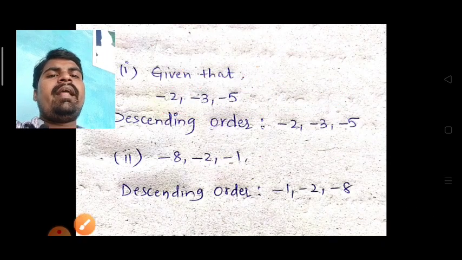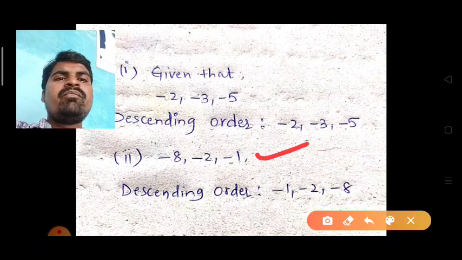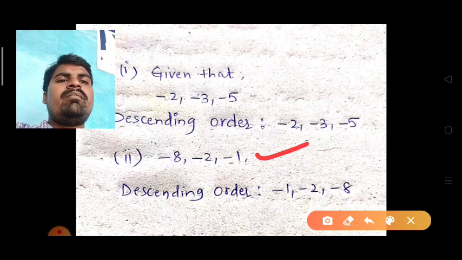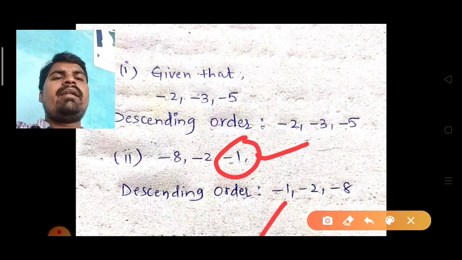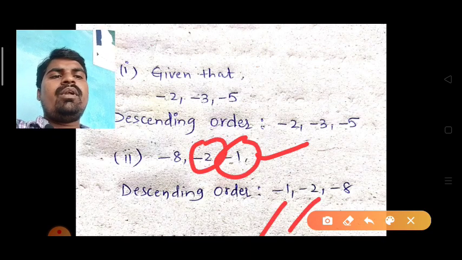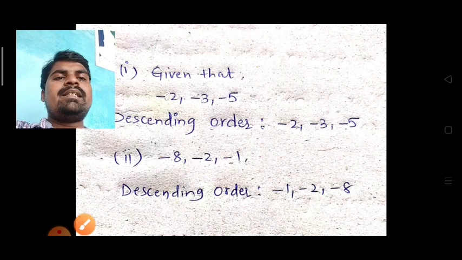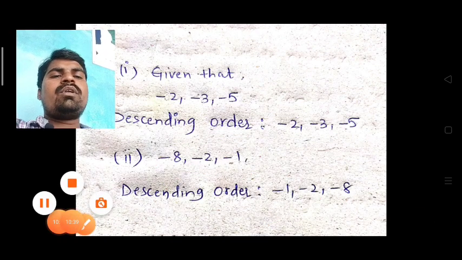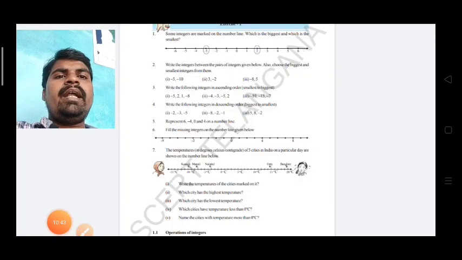Next, the second problem. Here also 3 negative integers are given: -8, -2, -1. Which is the biggest one here? You know very well, -1 is the biggest one. Next to it -2, next -8. This is the descending order, big to small. This is called descending order. You should complete the third problem. So next you observe the fifth problem.